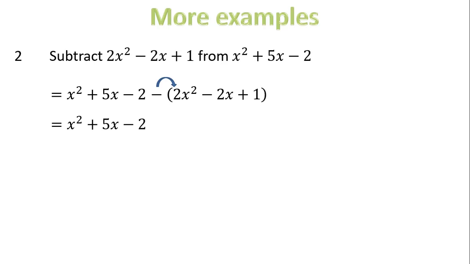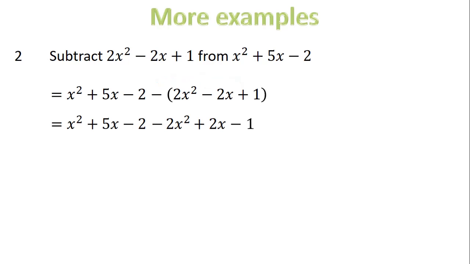So a minus times positive 2x squared will give me minus 2x squared. Let's look at the next term. My minus, and I distribute it in. A minus times a minus is a positive, and so we have plus 2x. Lastly, I distribute my minus to the last term, the constant, the plus 1. A minus times a plus is a minus, and then 1.